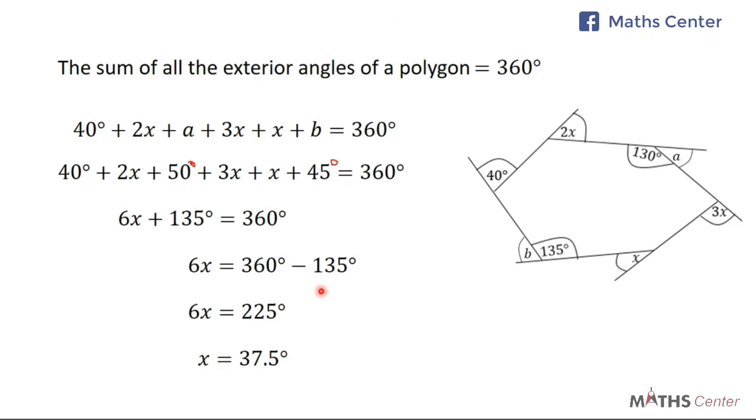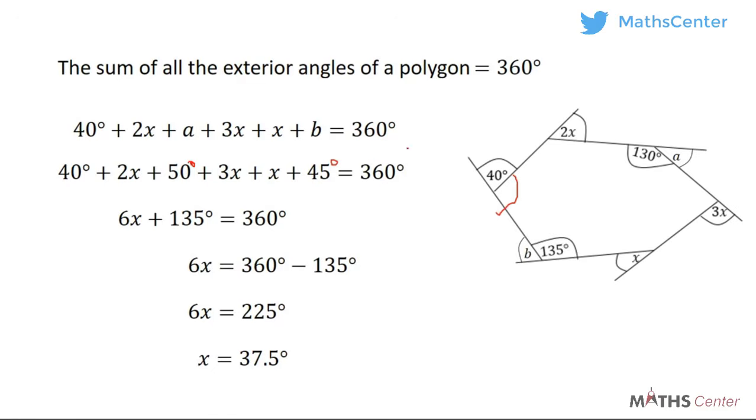So you see that using the property of exterior angles and angles on a straight line, we have been able to find the value of this. Now try using the property of interior angles. For interior angles, what you are going to do is find the interior angle here.